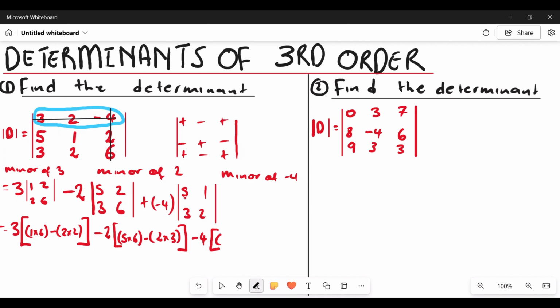So let's do it. So we're going to multiply this 5 and 2, minus the multiplication of 1 and 3. There we go.